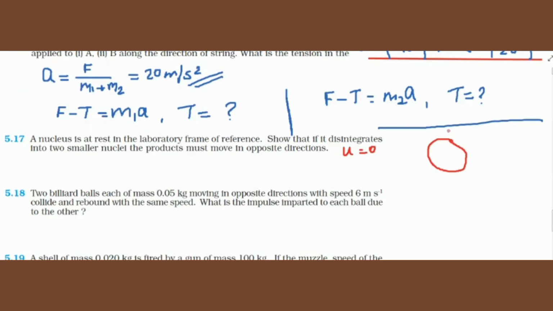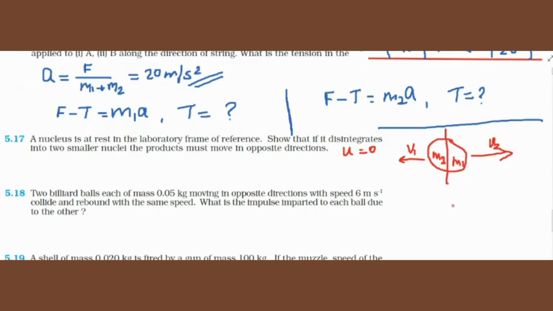And the nucleus disintegrates, splits into two fragments, fragments of mass M1 and M2. And you have to prove that they will move in the opposite direction. So you can take V2 and V1 as their final velocities.